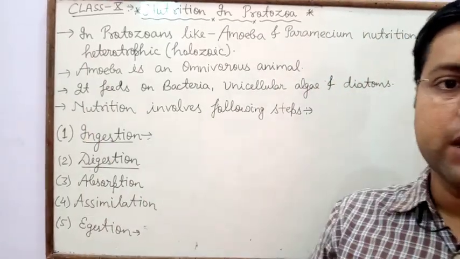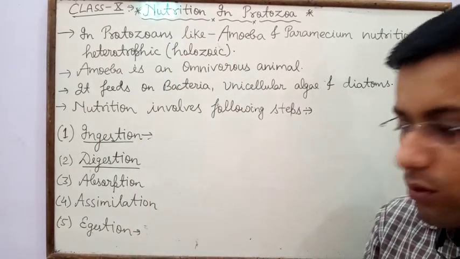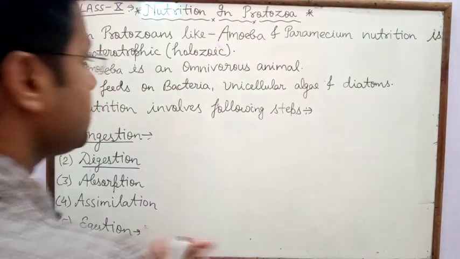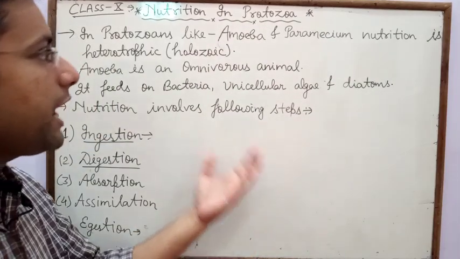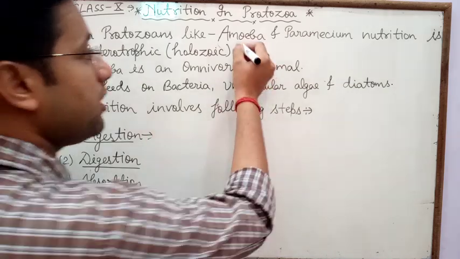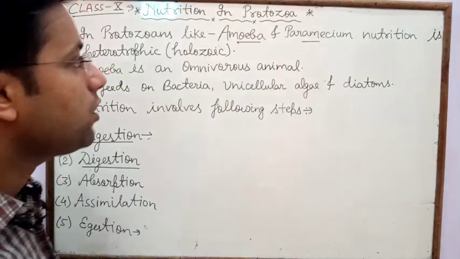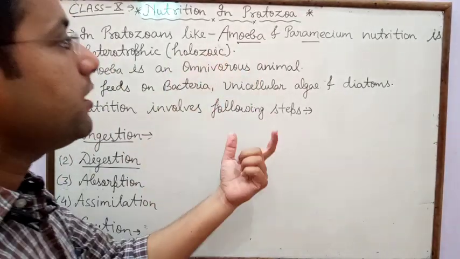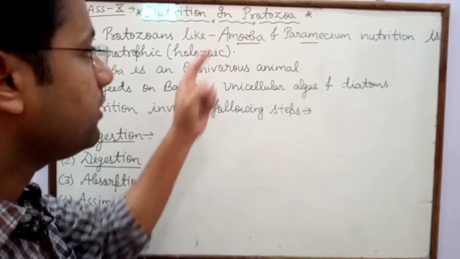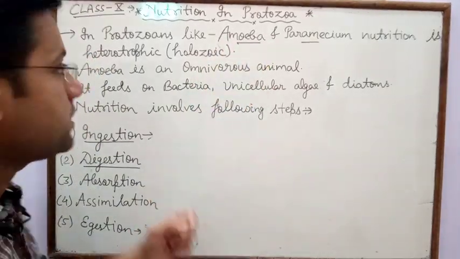I am here with my next topic for class 10, that is nutrition in protozoa. In this heading we discuss which type of nutrition occurs in protozoa like amoeba and paramecium. Both are unicellular organisms because they are made up of only a single cell, and that one single cell is responsible for their whole function.